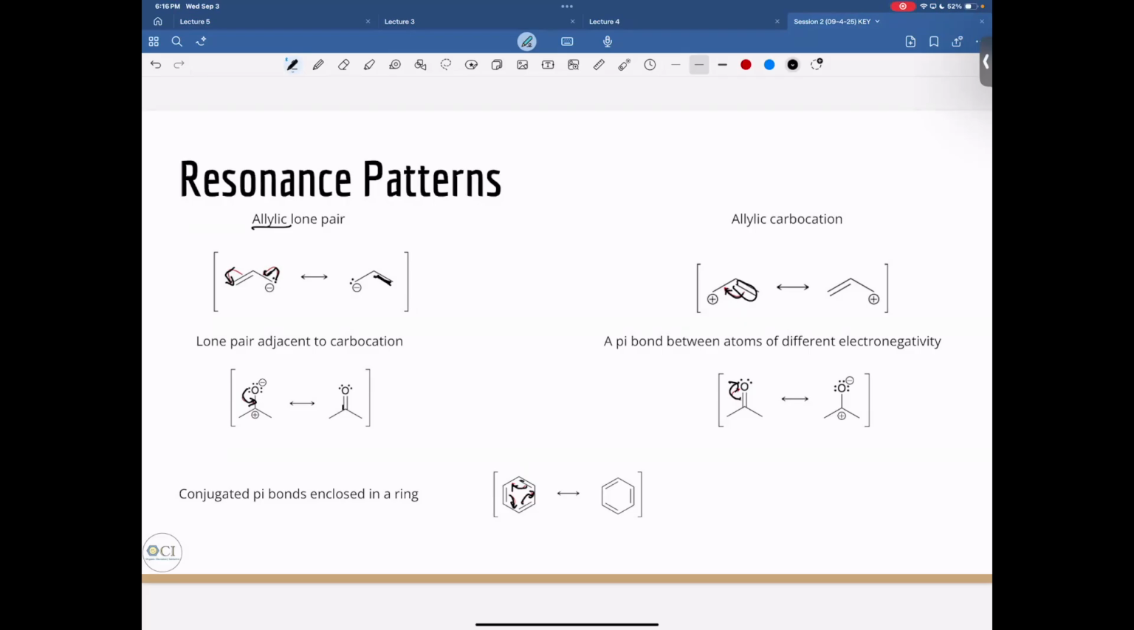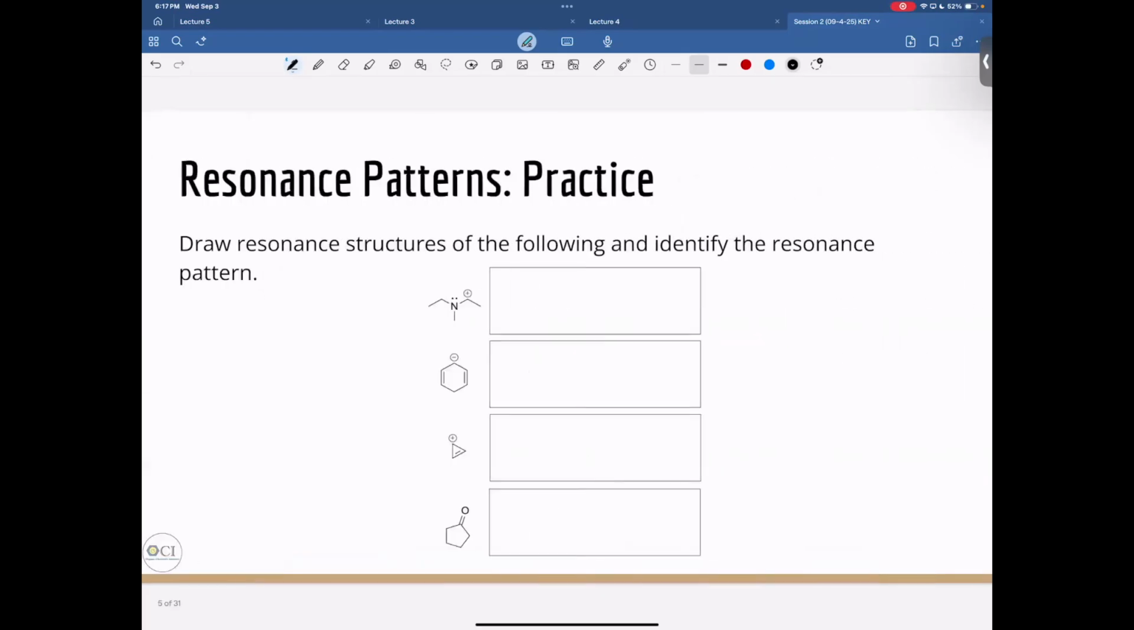All right. So yeah, we're going to do some resonance practice problems now. What we're trying to do here is draw the arrow pushing mechanisms, and identify which type of pushing mechanism it was from the five we've learned so far. I'm going to go through number 1 with you and let you do the other 3.